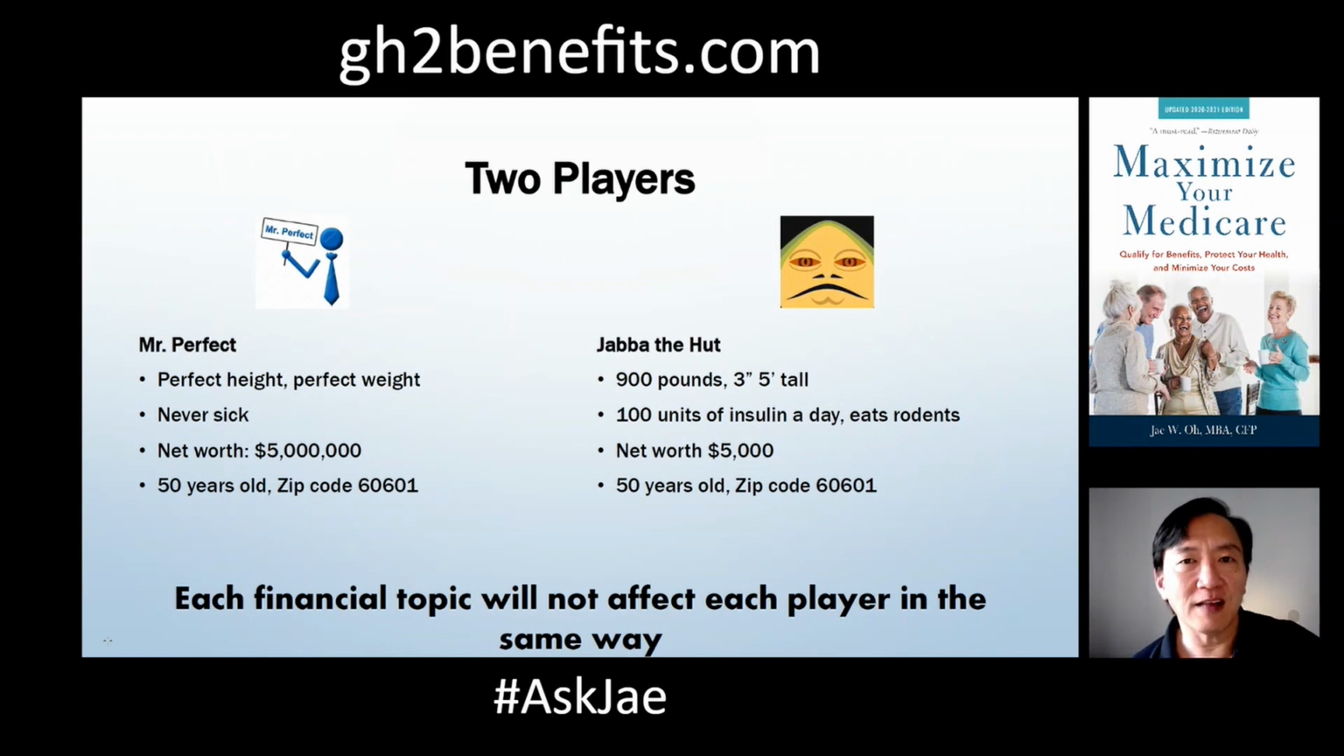So now let's go to two separate people. We've got two people, Mr. Perfect and Jabba the Hutt. And you can understand, in this day and age, I'm calling somebody Jabba the Hutt, someone may throw a rock at me for that as well. But let's say Mr. Perfect: perfect height, perfect weight, never sick, $5 million to his name, 50 years old, living in Chicago. Jabba the Hutt, same age, different stuff: 900 pounds, 3'5" tall. He's diabetic. He eats rodents.